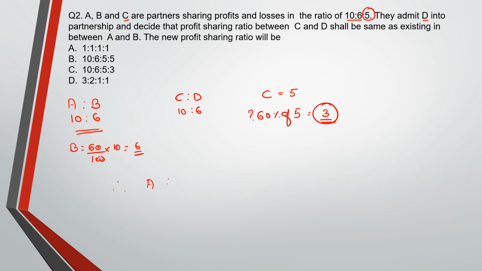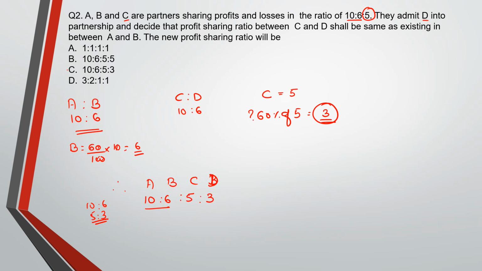Therefore, if you take the ratio between A, B, C and D, A has 10, B has 6, and C was having 5, D will have 3. When D has 3, then 3 is 60% of 5. And if you see, if you reduce 10:6, it is also reduced to 5:3. So therefore, you have been able to maintain that the ratio between C and D is the same as that was between A and B. So this is how we go about finding out.